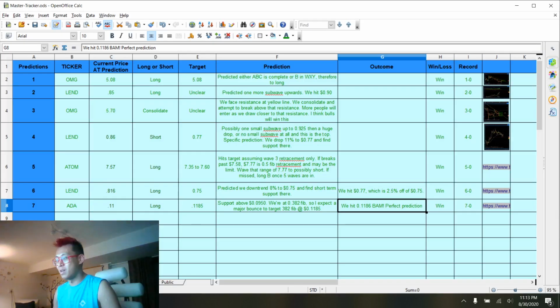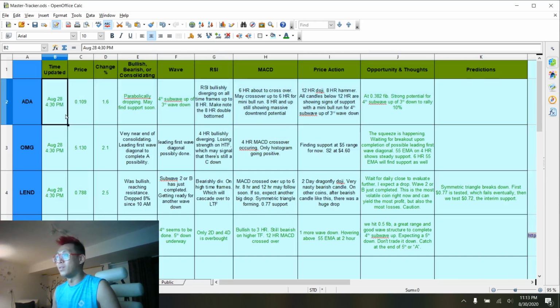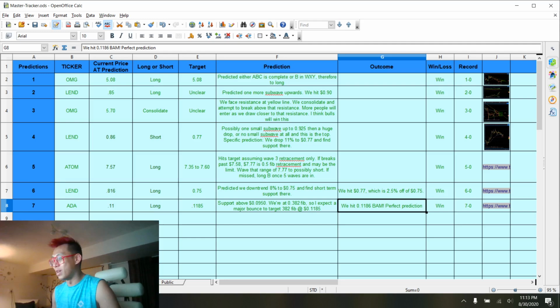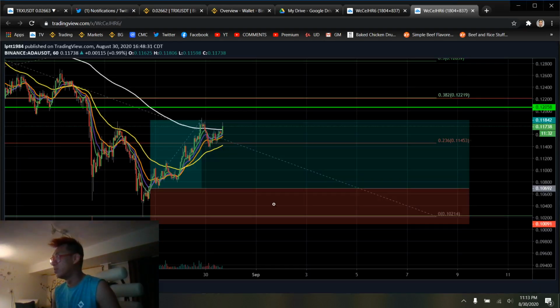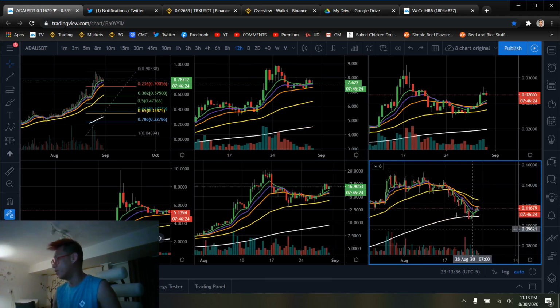Do you guys remember that one that I made? Here's the ADA one, that I made on August 28th at 4:30. Strong potential, 382 fib. 10% rally. And this is the one that ended up coming to fruition. The ADA right here went up literally 10%. That was a very good trade. I'm very proud of myself for making that call. Let me show you guys.